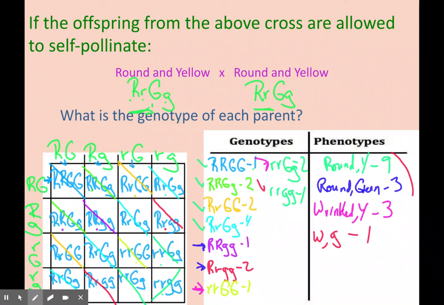So again, these numbers should add up to 16 because it's how many boxes we've got. All right, so that's probably the most complicated is when you have heterozygous and heterozygous. All right, so those are some dihybrid crosses.